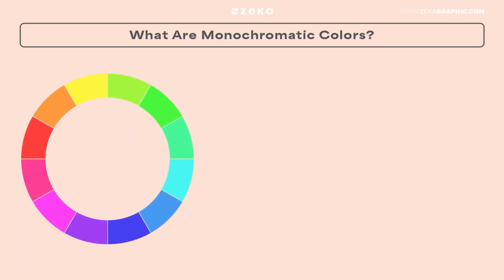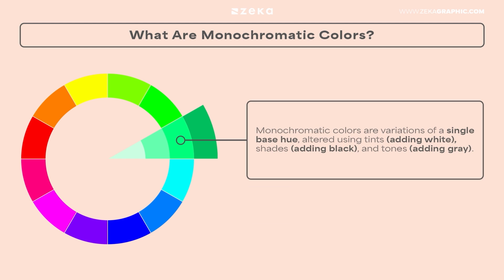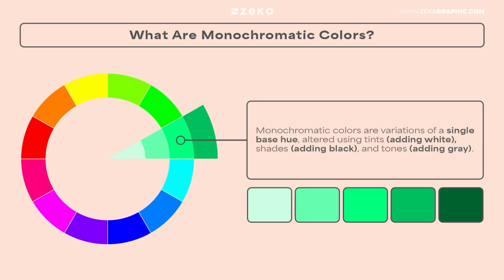First of all, we need to understand what monochromatic color palettes are. Starting with the name, monochrome, which means single color, it refers to a color palette made from one single base hue, and to create a color palette we will alternate that base hue with tints by adding white and shades by adding black. And as all the color variations come from a single base hue, monochromatic color palettes will look cohesive and naturally work together.